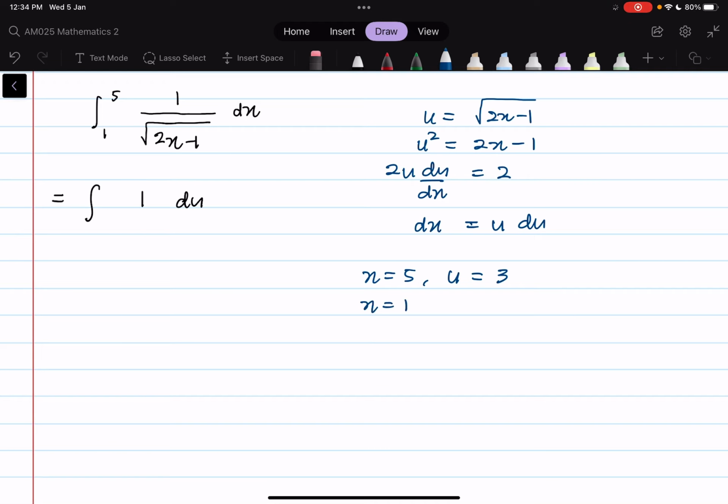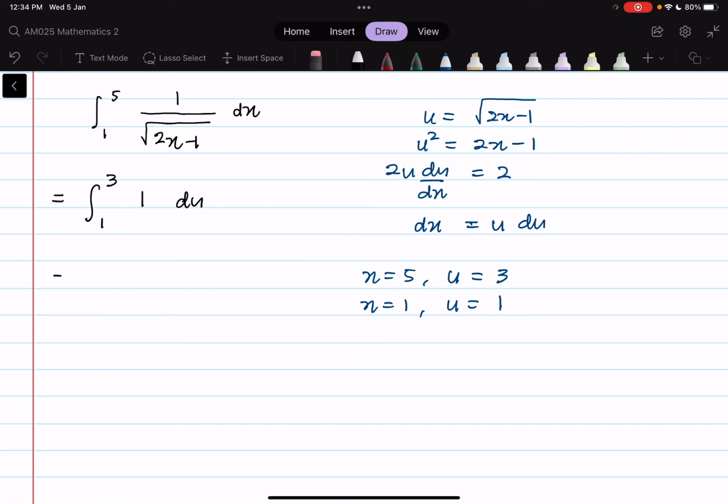If x equals 1, 2 times 1 is 2, 2 minus 1 is 1, sqrt(1) is 1. So we have new limits, which the upper limit is 3 and the lower limit is 1.